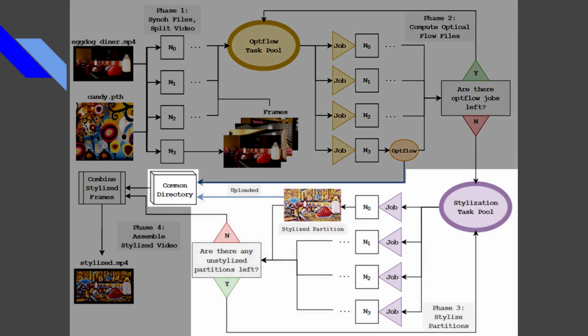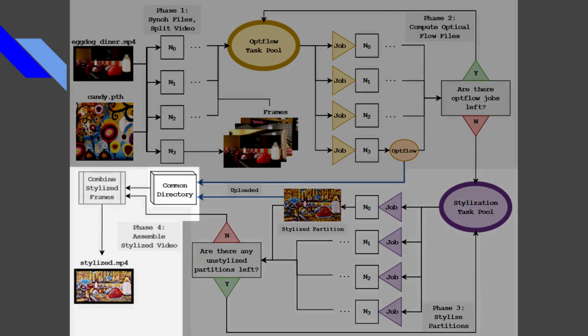After the pre-computation of optical flow is finished, computers stylize sub-videos in phase 3. They claim sub-videos the same way they claimed optical flow tasks. The stylized output frames are then moved to the common directory. In phase 4, after the stylized output is computed, one node combines the frames into the final stylized video, placing the final stylized video into the common directory.